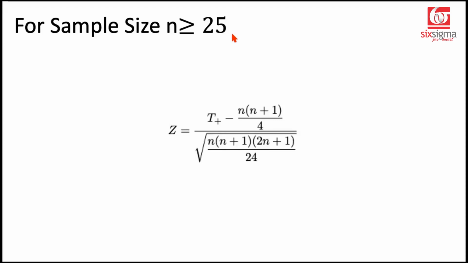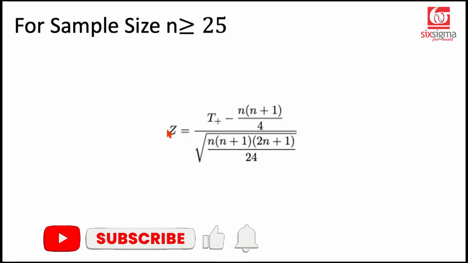In case of large samples, there is an approximation to normal distribution that is possible. Once you calculate your test statistic, you can always compare it with the critical values obtained from the Z table. Pretty much the way we did for one sample Z test or other parametric tests.